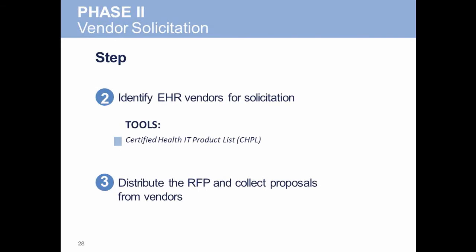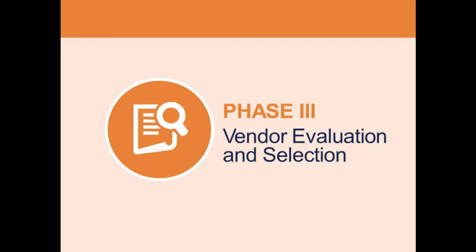Step 3 is distribute the RFP and collect proposals. Invite the identified vendors to respond to the RFP. Include details about the desired format and length of the response, and have standardized responses to make it easier to compare products side by side. You might assign one person from the organization to collect the proposals and coordinate the evaluation team. Once all vendor responses have been collected and organized, you are ready to move to the next phase of the process.